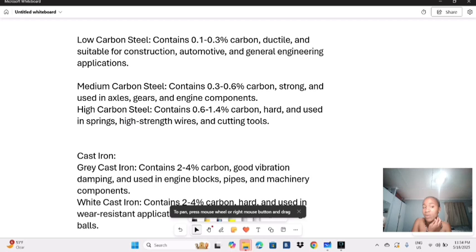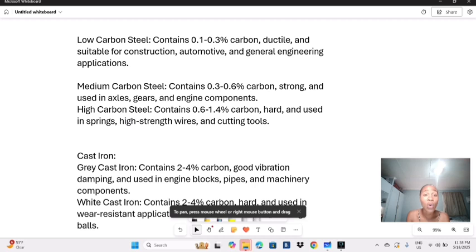Then we're going to move to high carbon steel, which contains 0.3 to 1.4 percent of carbon, and we know that it is stronger and is used in springs and high strength applications. To compare low carbon steel, medium carbon steel, and high carbon steel: high carbon steel is stronger than low carbon steel and medium carbon steel. And we know that high carbon steel contains more carbon than medium carbon steel and low carbon steel.